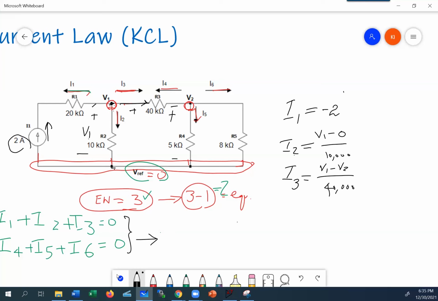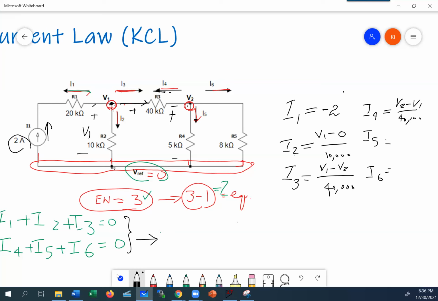All we need to do is find basically I4, I5, and I6 for the second equation. And we just do the same thing. Now, look what happens to I4. I4 is actually assumed to be going the opposite direction. So now we have to take V2 minus V1 divided by 40,000.